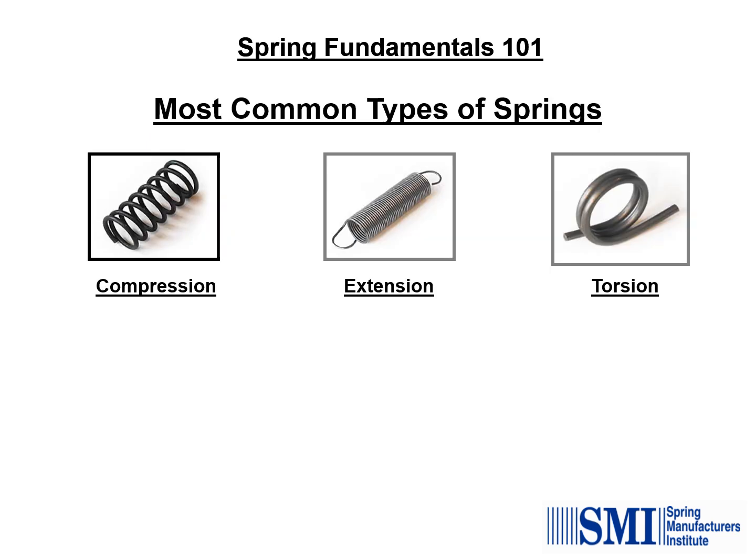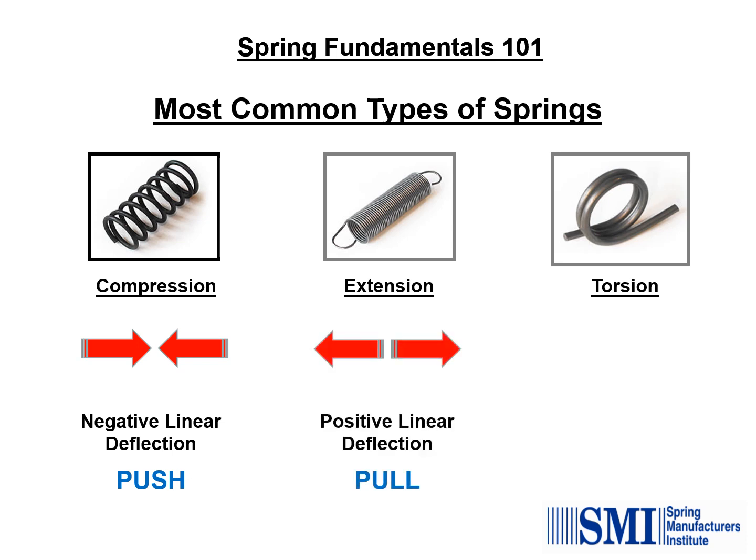On this slide, we show the 3 most common types of springs along with the relative motion of interest for each type. Compression springs are used to resist pushing forces. Extension springs are used to resist pulling forces. Torsion springs are designed to work over an arbor and resist a force that causes the spring to wind or twist.